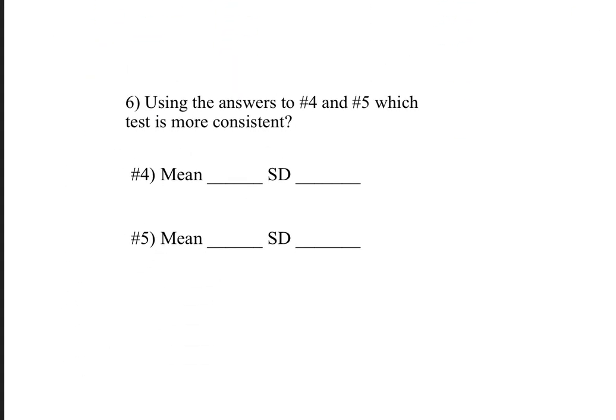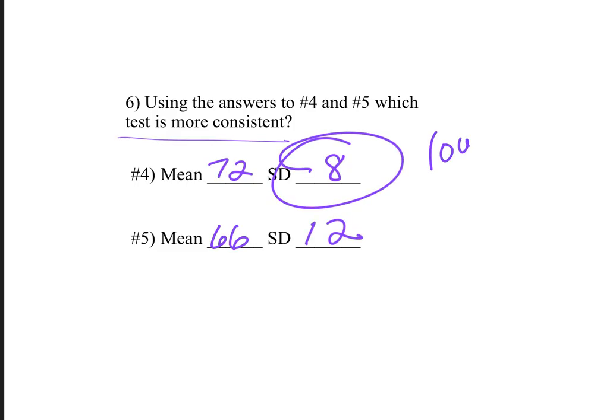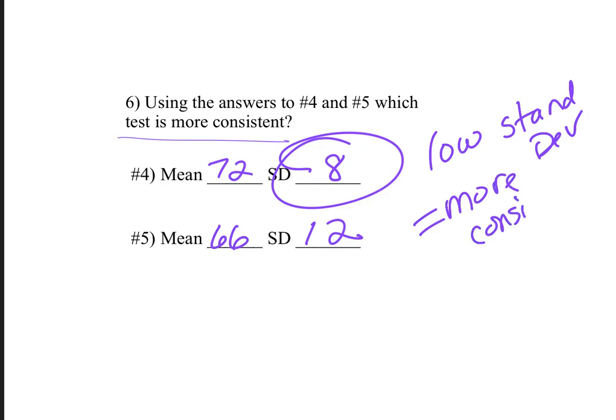All right, last one, we're just going to show you how to compare here using the answers to 4 and 5, which test is more consistent. So the way that standard deviations work, the higher the standard deviation, the less consistent, the lower, the better. So the mean for number 4 is 72, and the standard deviation is 8. For number 5, the mean was 66, and the standard deviation is 12. So it's this one. Lower standard deviation equals more consistent. The kids did closer to the mean than anyone else, less outliers. Okay, so that's it.